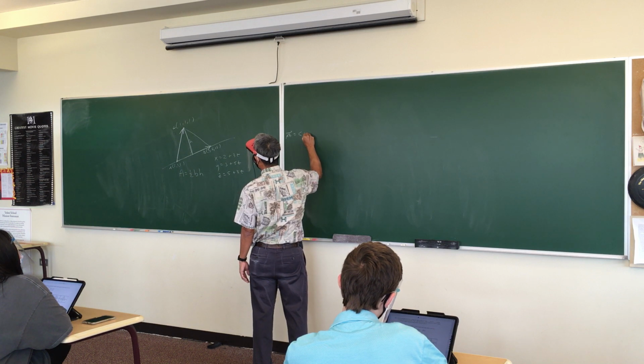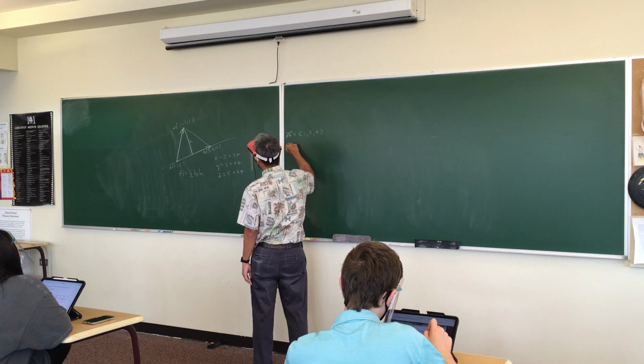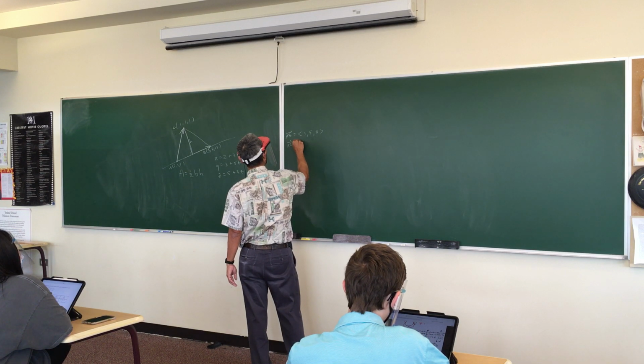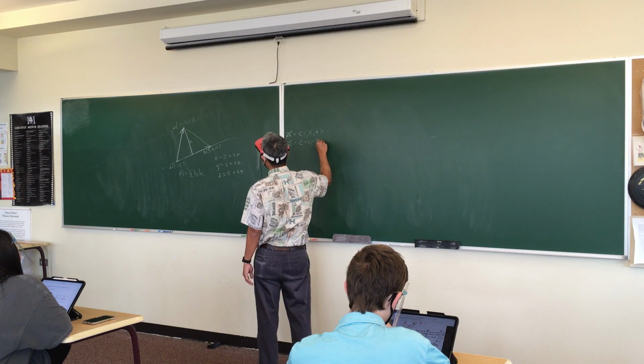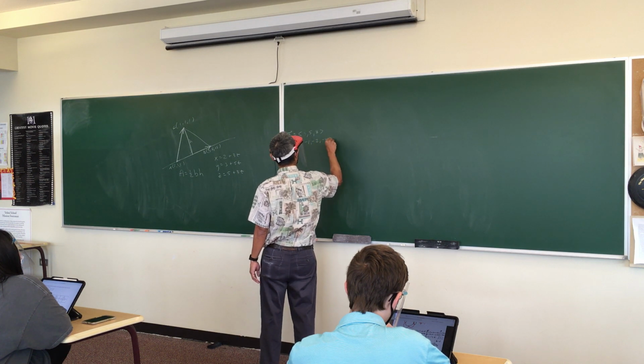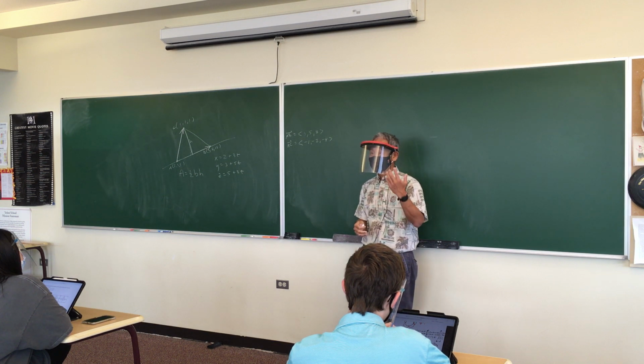AB? 5 minus 2, 3. 8 minus 3, 5. 13 minus 5, 8. Okay, now componentize vector AC. Head minus tail. 1 minus 2, 1 minus 3, 1 minus 5. Half the length of the cross product is the area of the triangle.